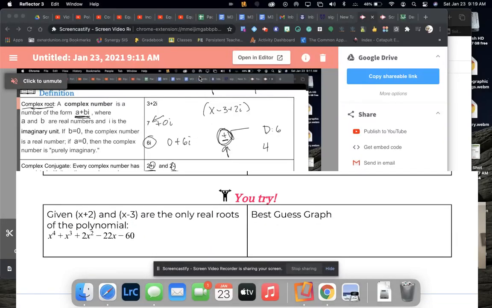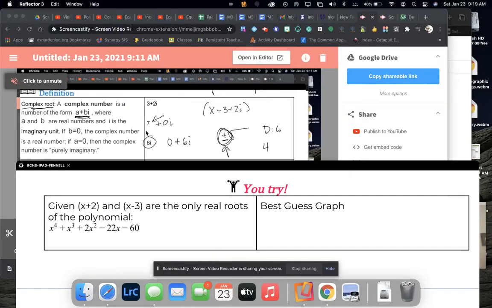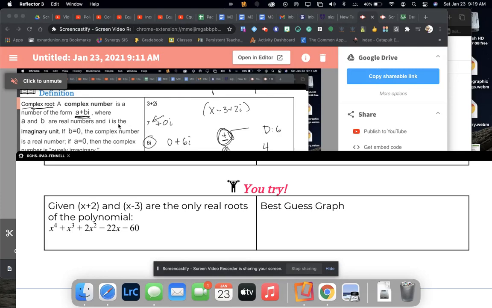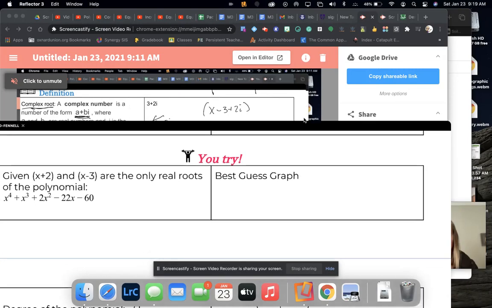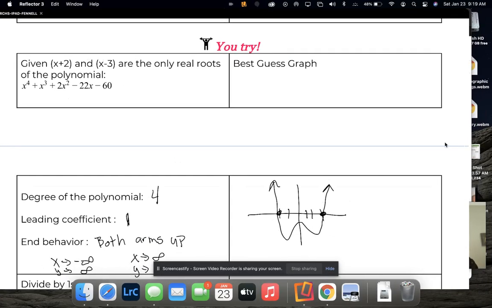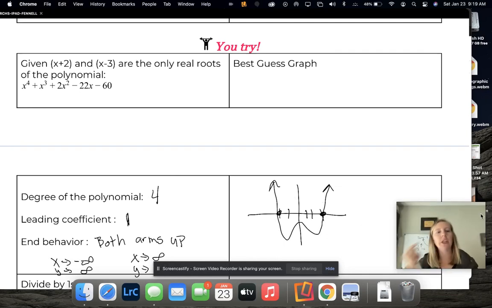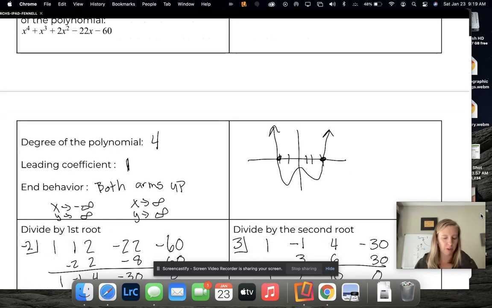All right, so on this you try, hopefully you're giving this your best attempt. I have already done it, so I'm just going to walk you through it. Here we go. Okay. All right. So when you look at this, we have a degree 4 polynomial. So we're going to write out degree 4. Our leading coefficient here is going to be positive 1.